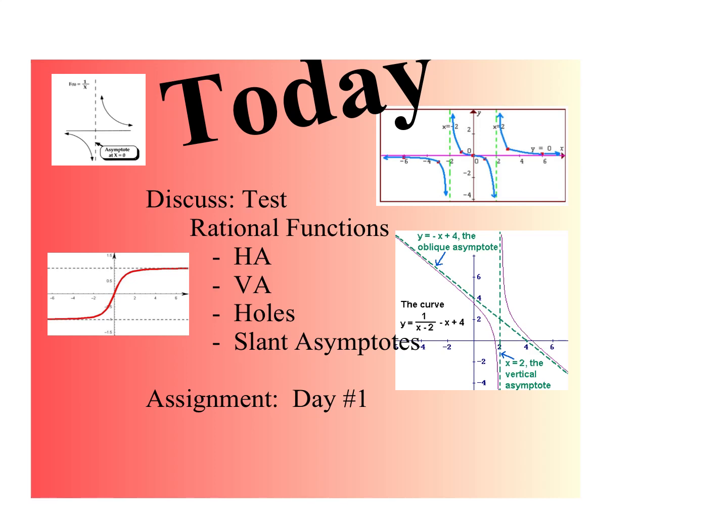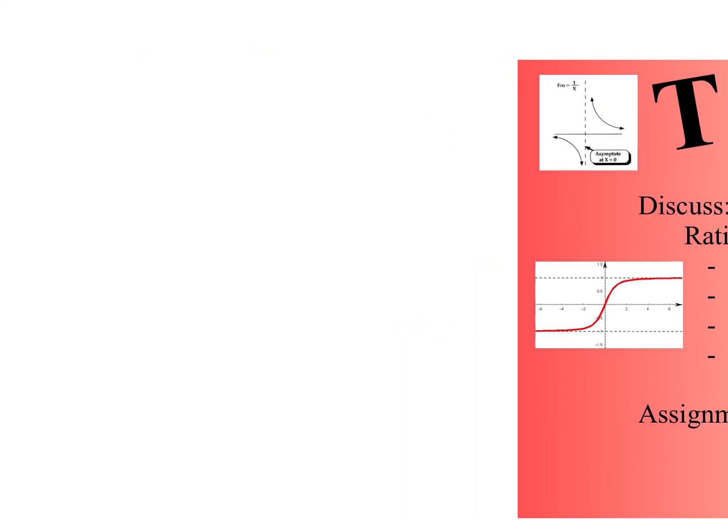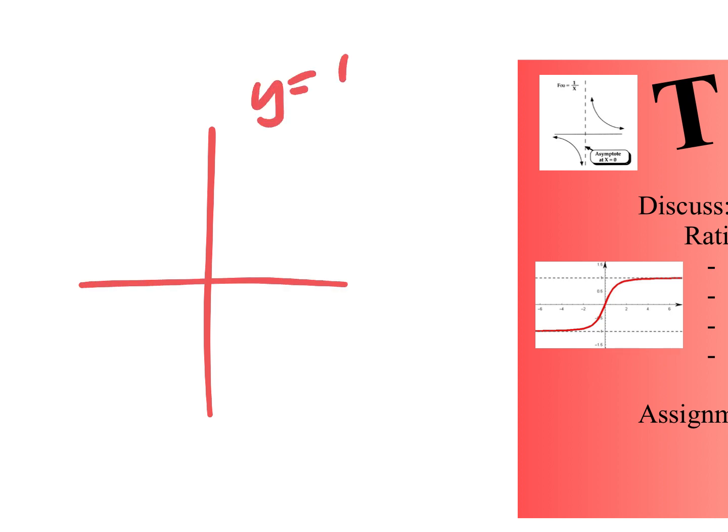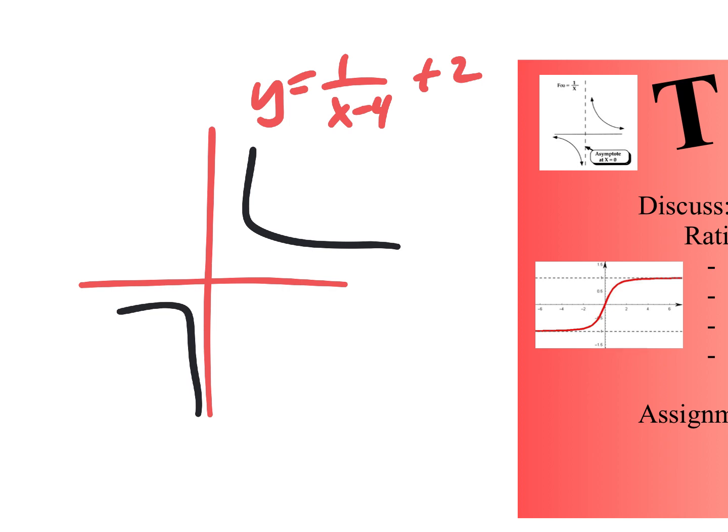So for today, we're talking about rational functions, and I had the students graph for me y equals 1 over x minus 4, and then plus 2. And most kids know that they start looking like this with asymptotes at 0 and 0. But then we have to move it. So, Joe, which way did it move? To the right 4. Correct.